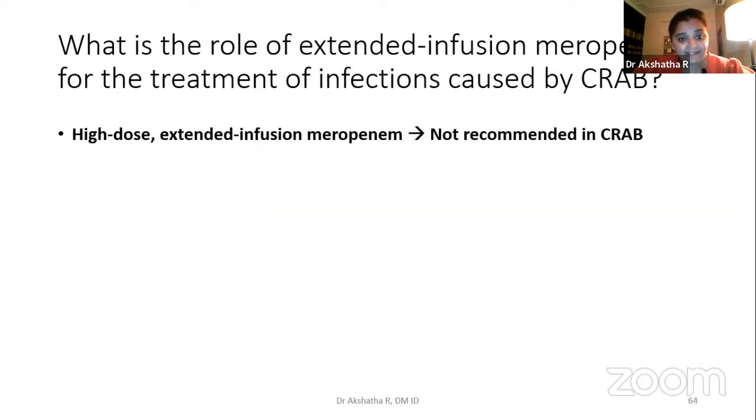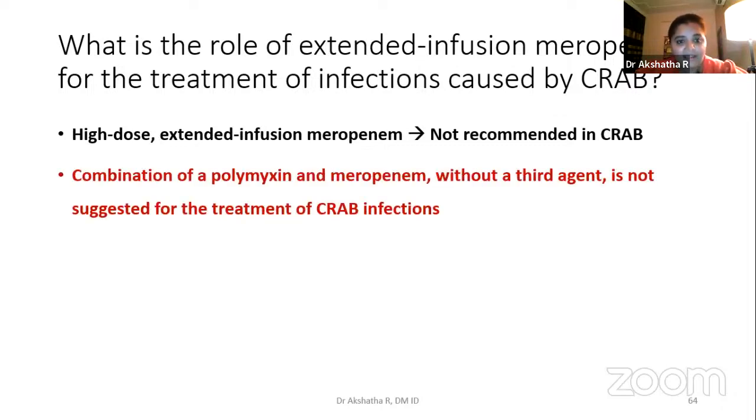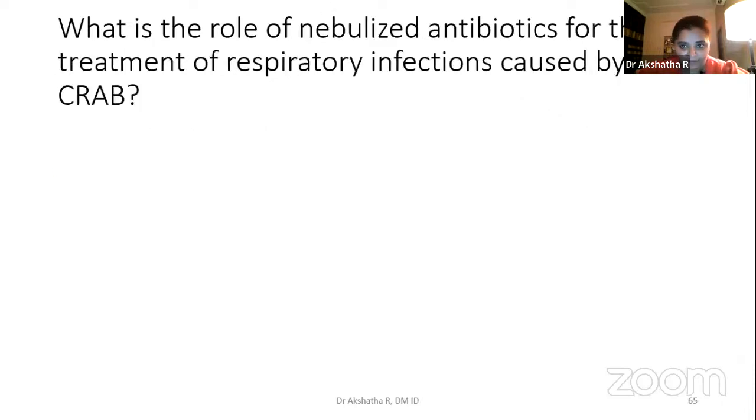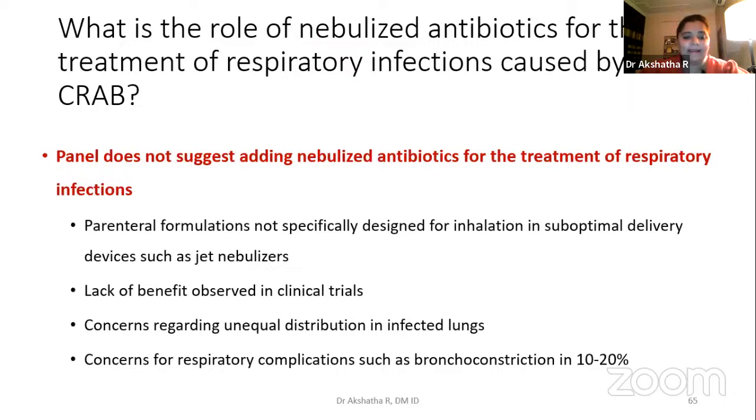So what is the role of extended infusion? Previously, they were recommending extended infusion, but this guidance suggests there is no role of high dose extended infusion. And as I mentioned, the combination of polymyxin B plus meropenem without a third agent is not recommended. Is there a role of nebulized antibiotics? There is no role of nebulized antibiotics for CRAB, Pseudomonas, CRE. They are not in favor of any nebulized antibiotics because parenteral formulations are not specifically designed for inhalation, there was lack of benefit observed in clinical trials, and there are concerns about unequal distribution in the infected lungs and respiratory complications like bronchoconstriction.